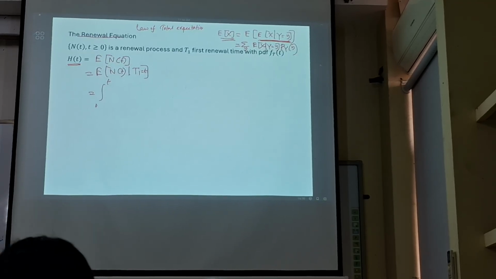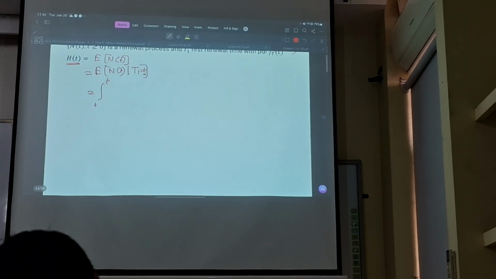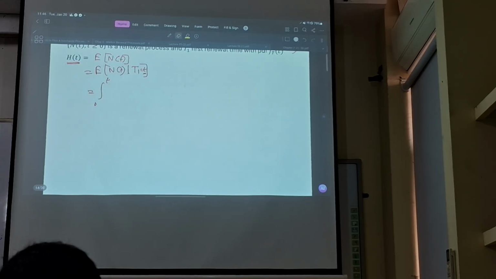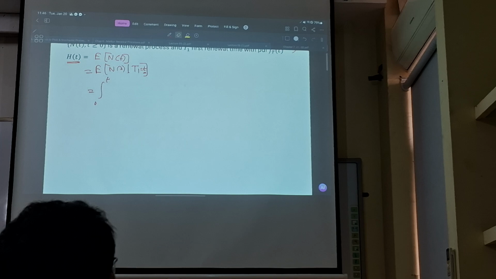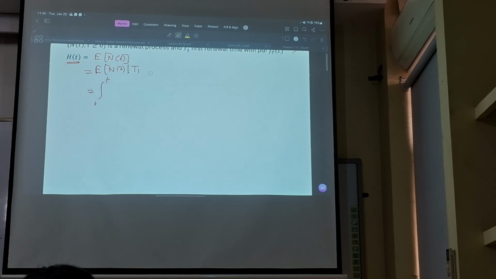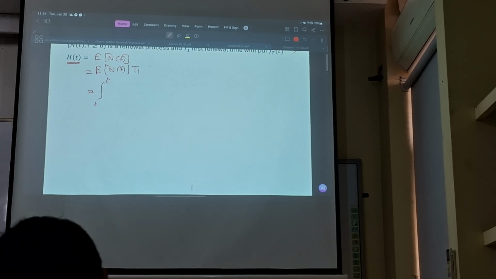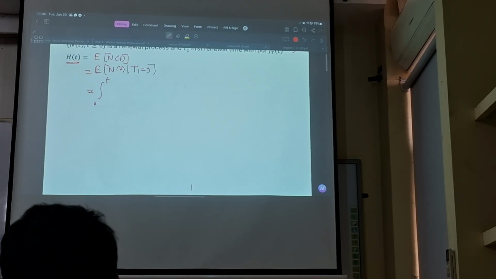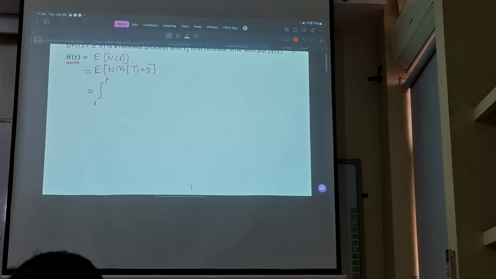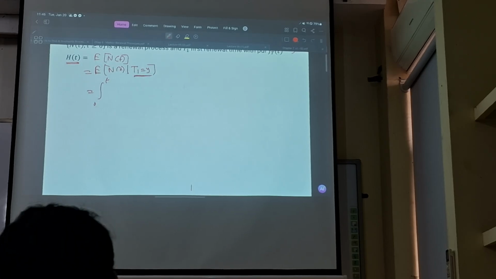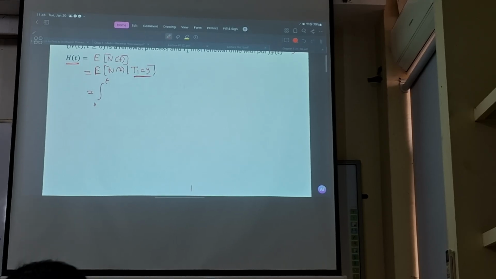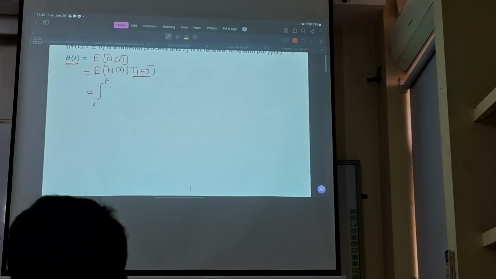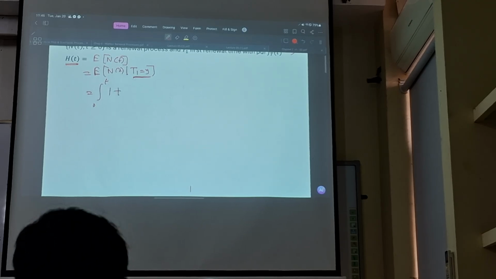Sorry, we cannot write t here, right? Why? This t and this t are fighting, right? So what do we need to write? Just to make it simple, we write T1 equal to y. So from 0 to t, what happens? We consider that the first renewal occurs at time y. Then actually we have 1 renewal, plus how many renewals?